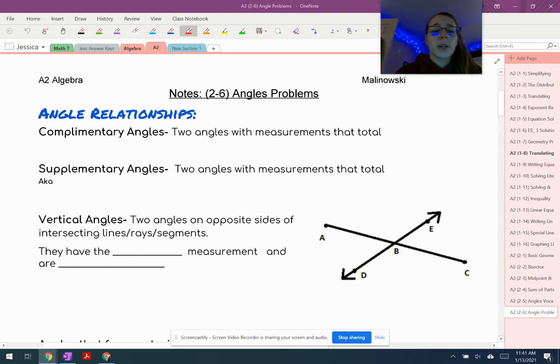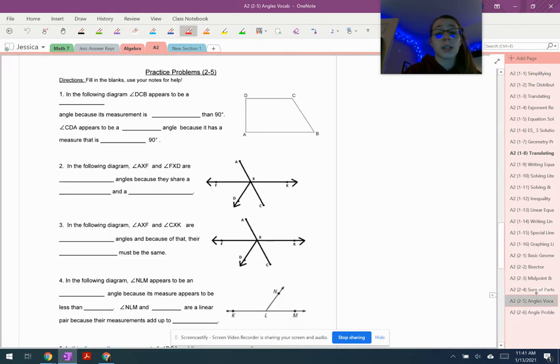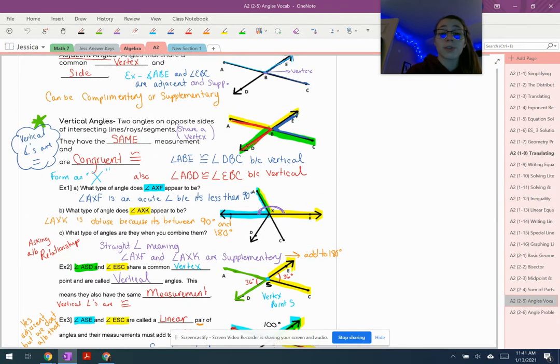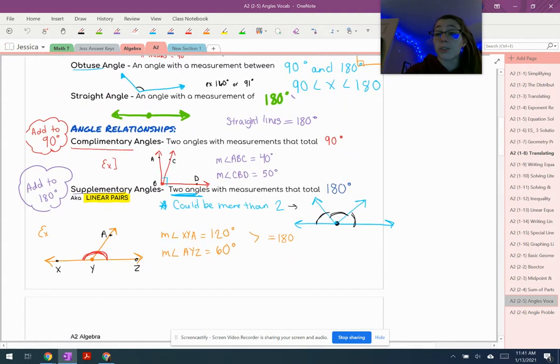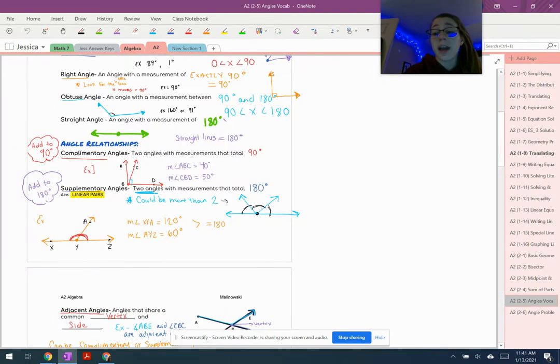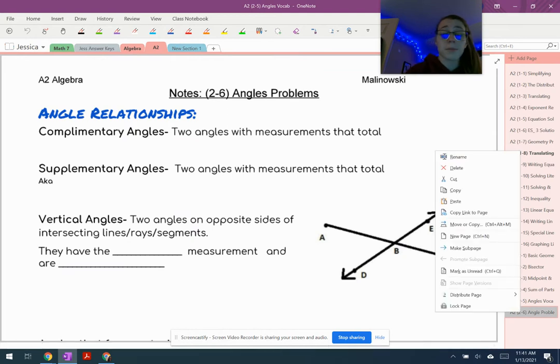All right, Algebra A2. These are notes for 2-6, and these are angle problems. So these questions are going to be directly related to the vocabulary that we looked at in lesson 2-5. So it's going to be very important that you have this vocabulary page out and you're utilizing that to help you with these problems here.